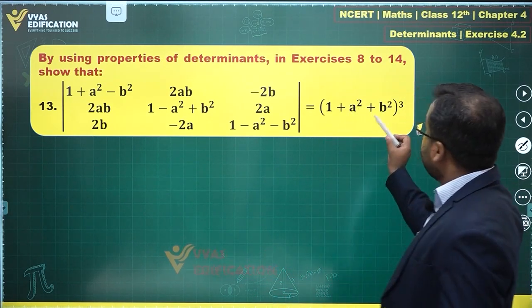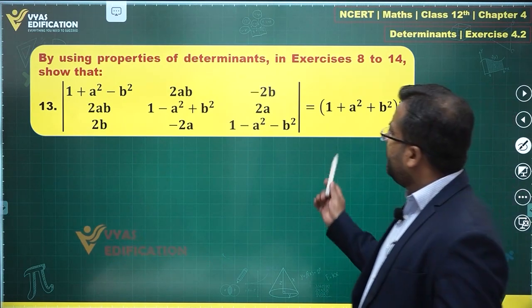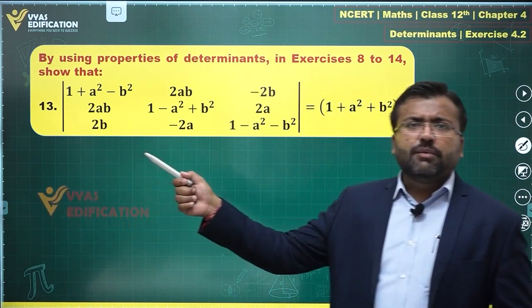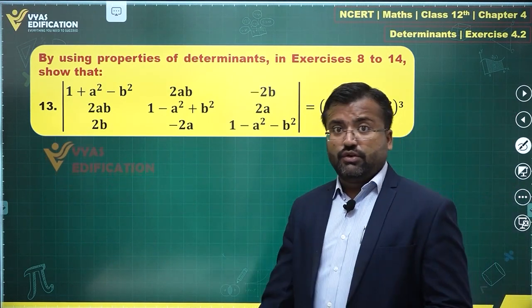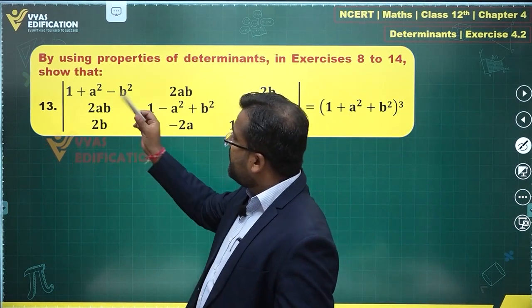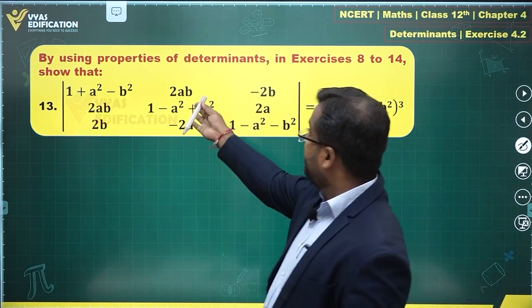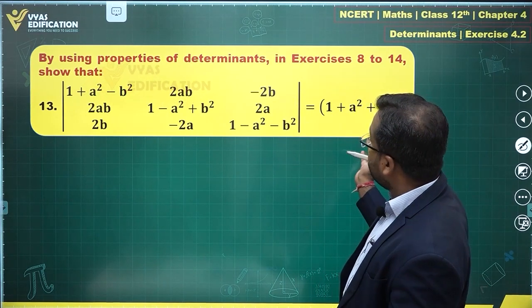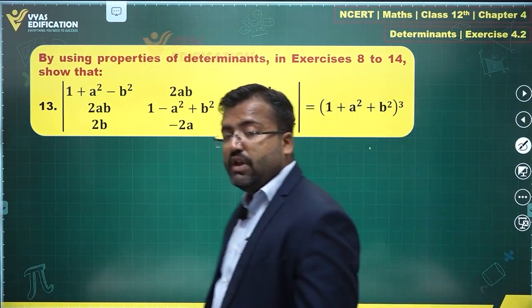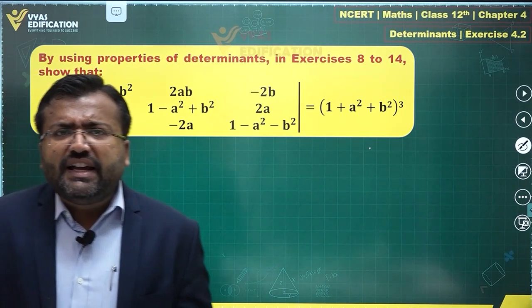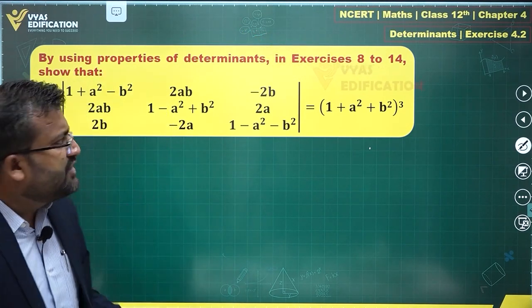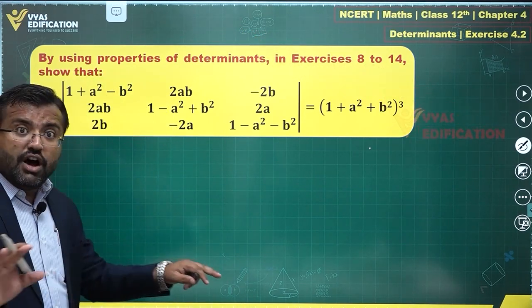We have 1 plus a square plus b square in the RHS, but do we observe any such term coming out in the LHS? Common? No, we don't observe any such term. There's a 1 plus a square and a minus b square. There's another thing: there are no a squares, b squares that can be simplified. There are actually 2ab and 2b. So can we create something called a square and b square in the LHS somehow using some idea?